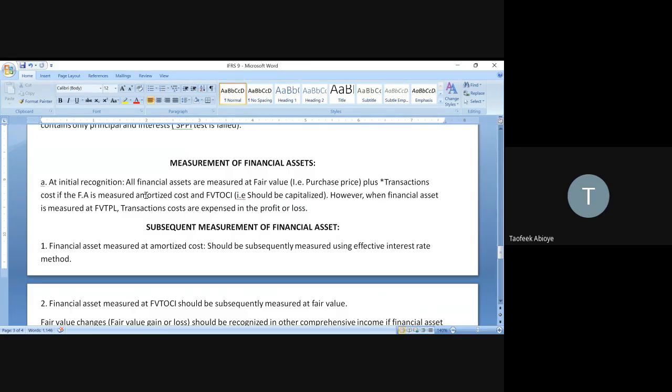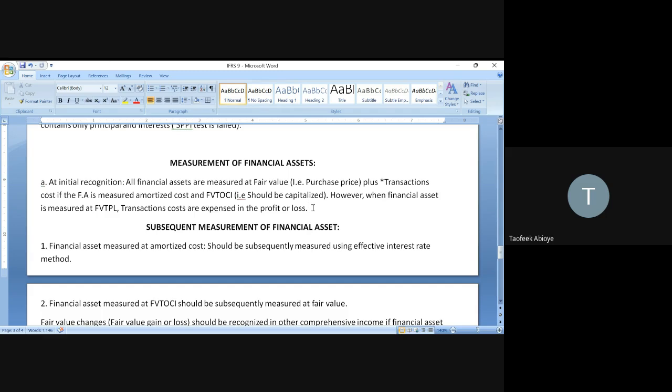So if it's measured at amortized cost and OCI, we will add transaction cost to the purchase price, which is the fair value. However, when the financial asset is measured at fair value through P or L, transaction cost will be expensed. So we are not going to capitalize. When it is fair value through P or L, we must expense the transaction cost in the P or L. So that is the initial measurement.